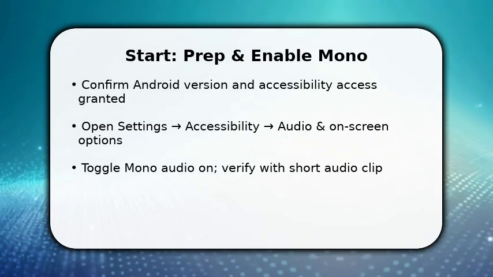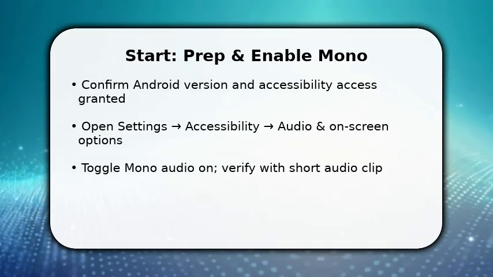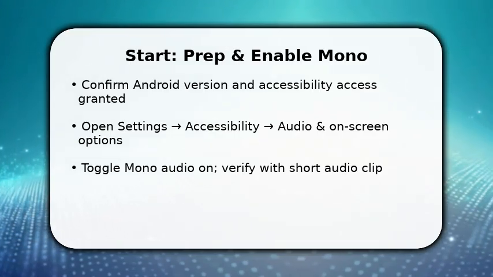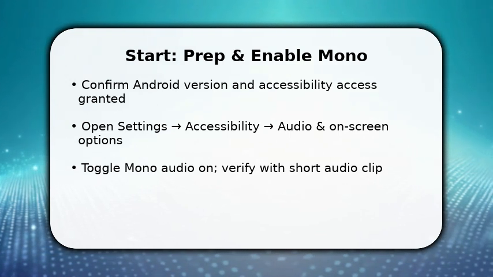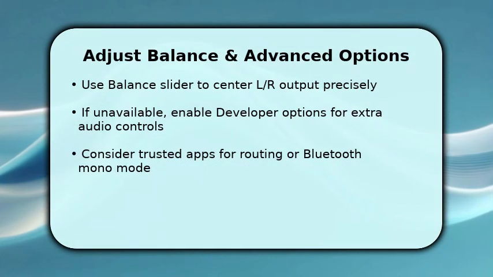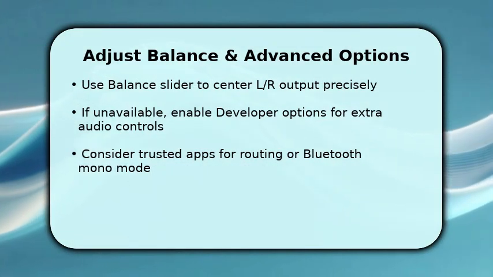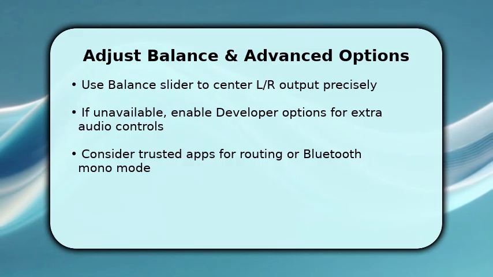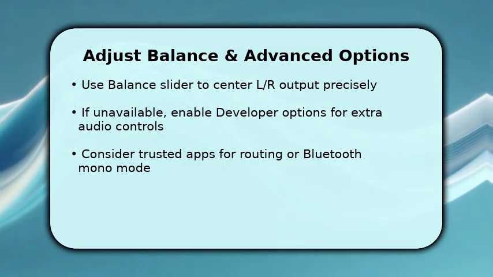Make sure to play a quick sample clip to verify both ears receive identical audio. This avoids hidden left-right panning problems later. Once mono is enabled, fine-tune the balance so levels match in both ears. You may see a balance slider in Accessibility. Slide it to center to correct channel imbalance.